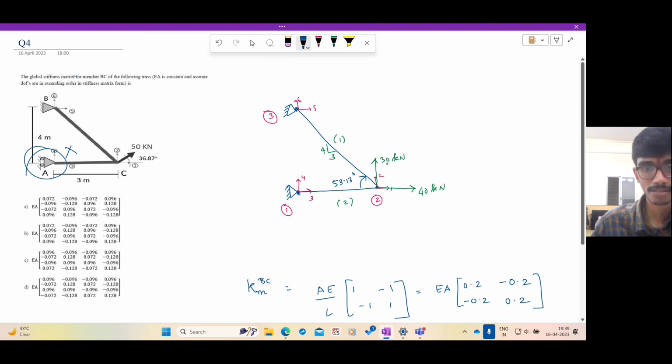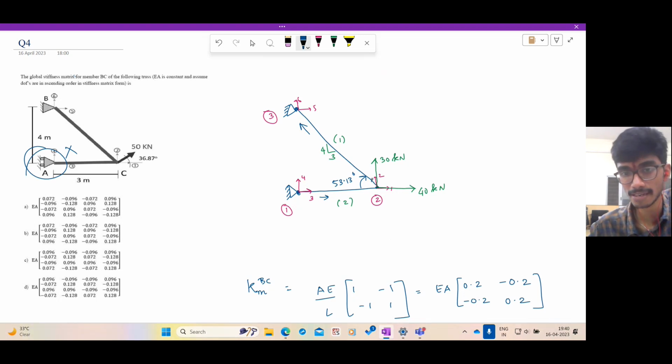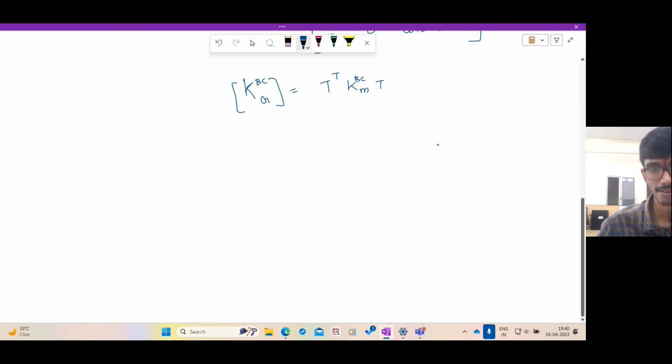Let us orient the member this way. Here, like this. So the first node is 2 and the second node is 3, and it makes an angle of 180 minus this. So it makes an angle of 126.87 degrees. So this angle is 126.87 degrees. That is okay.